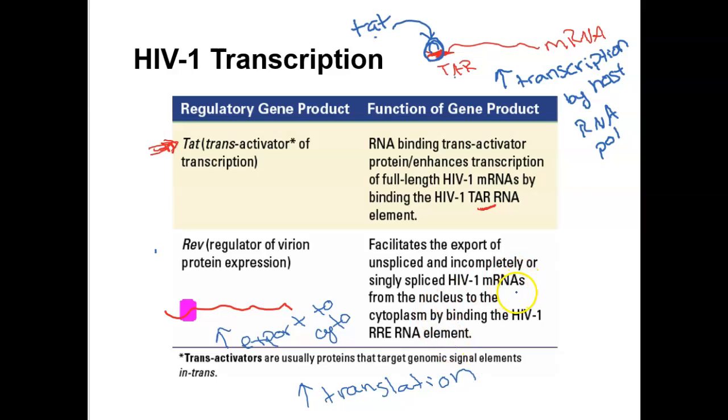So remember that after integration, after integrase, now the virus is dependent upon your RNA polymerase, some RNA polymerase 2, and the virus is dependent upon your ribosomes in order to get its genes translated.